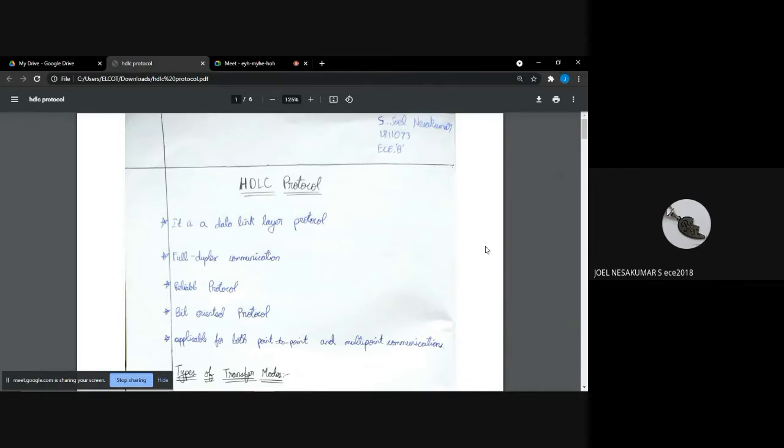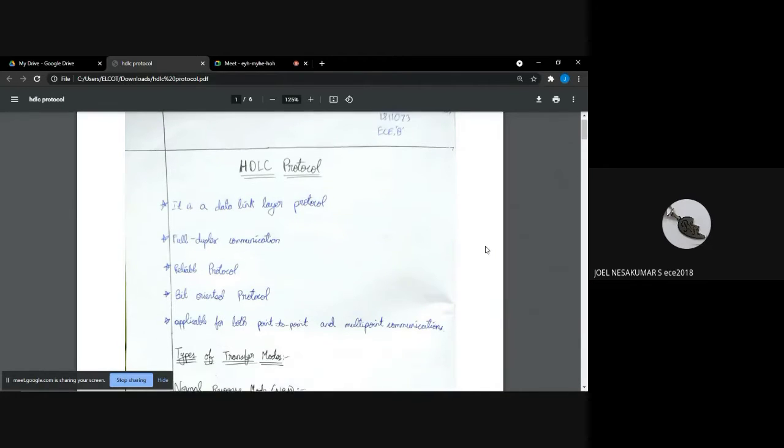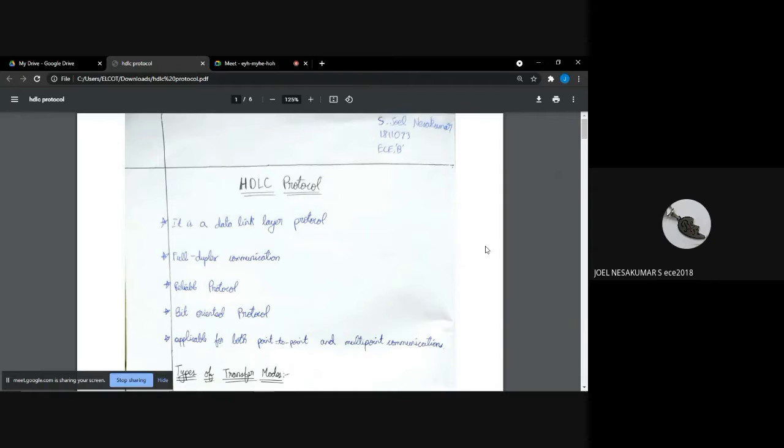Today we are going to see about the HDLC protocol. I think you are all familiar with the 7 layers of the OSI layer model. One of the layers is the data link layer, and this HDLC protocol is a data link layer protocol. Since it is a data link layer, the data are always organized as frames.